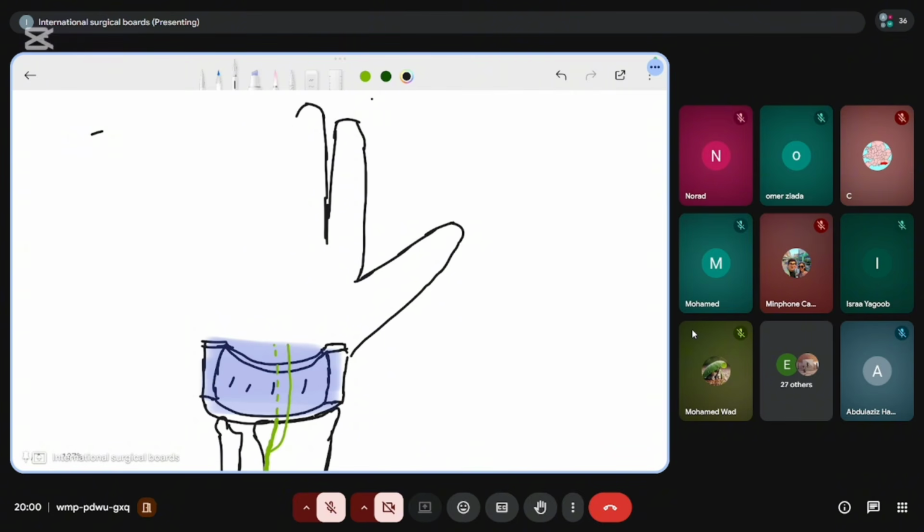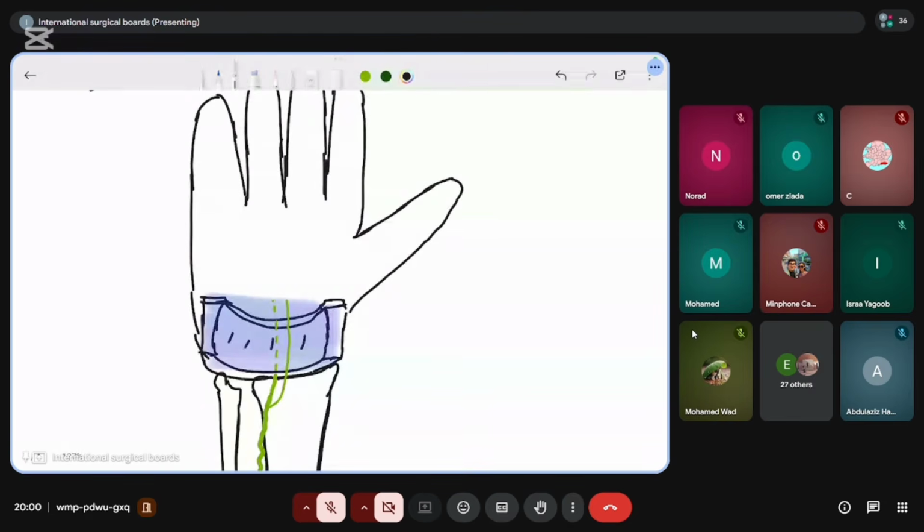That's middle. That's ring. That's little. Okay. Now, the median nerve itself, after it emerged, first enters the central compartment of the palm, just deeper to the palmar aponeurosis. And then here, it's going to give a recurrent branch. This recurrent branch will supply the thenar compartment. Then it breaks into digital branches.